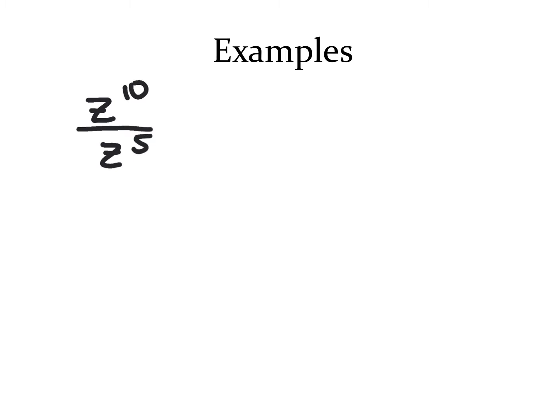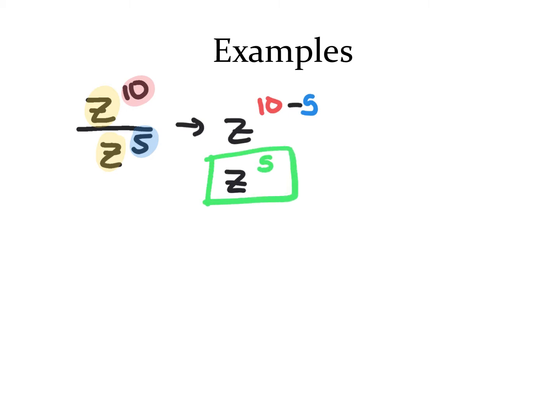In this example, both the terms have a z as the base, so I can subtract the exponents. So I can say it's going to be 10 and the 5 will be subtracted. So if I rewrite this, it becomes z to the 10 minus 5. Then when I simplify, 10 minus 5 gives us 5. Since it's a positive exponent, there's nothing else we have to do, so z to the 5th is our final answer.